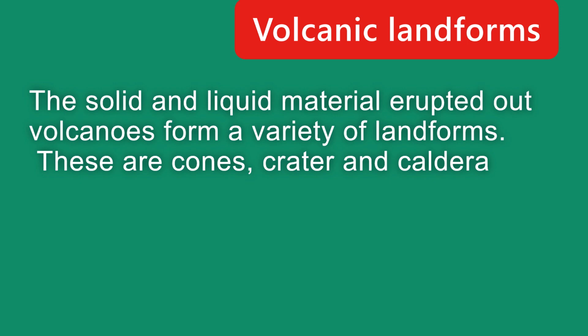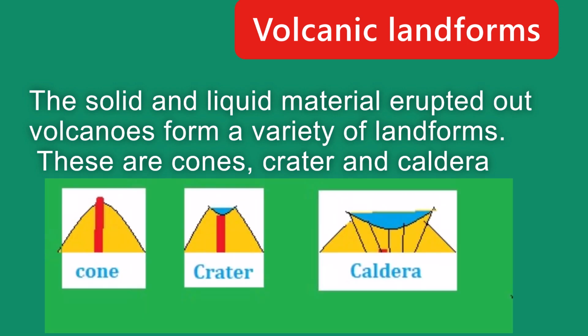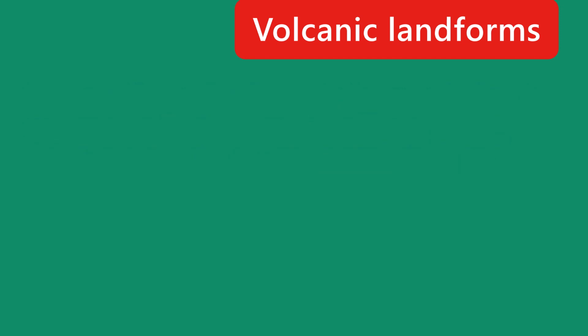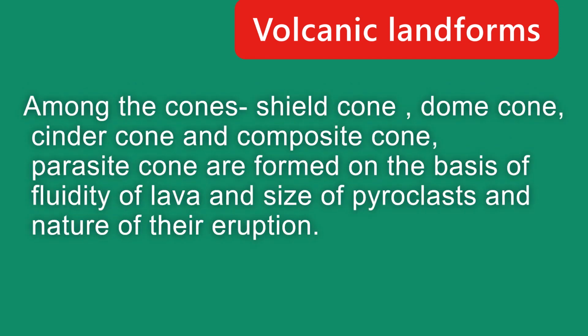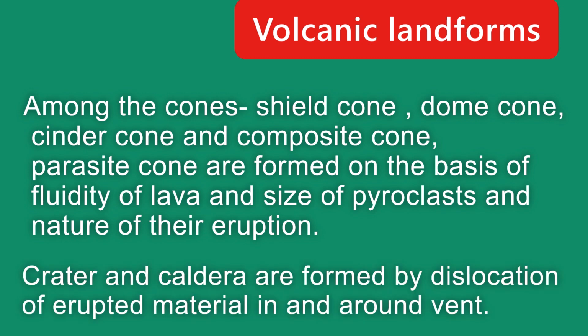The solid and liquid material erupted out of volcanoes forms a variety of landforms. These are cones, crater and caldera. Again, many types of cones are formed on the basis of the fluidity of lava, the size of pyroclasts and the nature of their eruption. Cones are named as shield cone, dome cone, cinder cone, composite cone and parasite cone. Crater and caldera are formed by dislocation of erupted material in and around the vent.